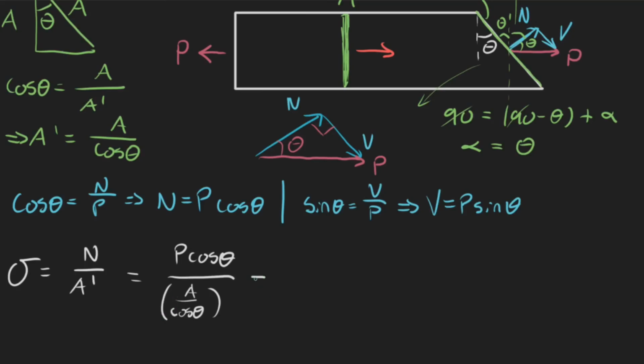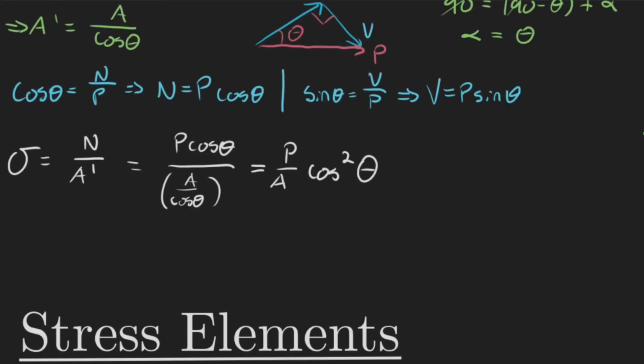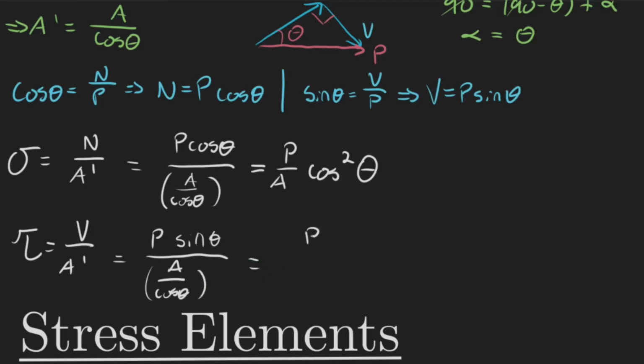And then if we go ahead and simplify this, what we'll get is P over A cosine squared theta. Now for the shear force, we have our shear force divided by A prime, which is going to equal our P sine theta over the quantity A over cosine theta, which equals P over A times the sine of theta times the cosine of theta.